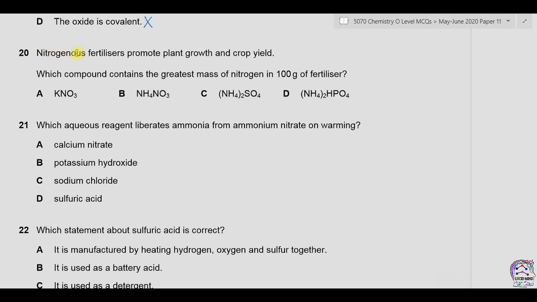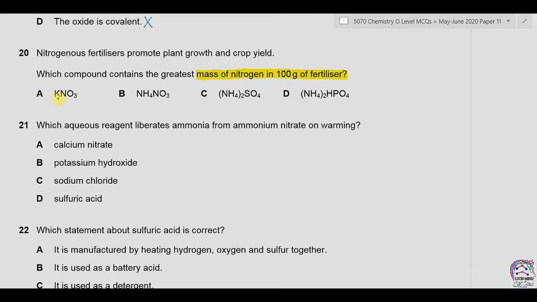Question 20. Nitrogenous fertilizers promote plant growth and crop yield. Which compound contains the greatest mass of nitrogen in 100 grams of fertilizer? So 4 different types of fertilizers are given and all of them contain nitrogen in them. So we have to find the percentage of nitrogen. Let's first find the molecular masses.